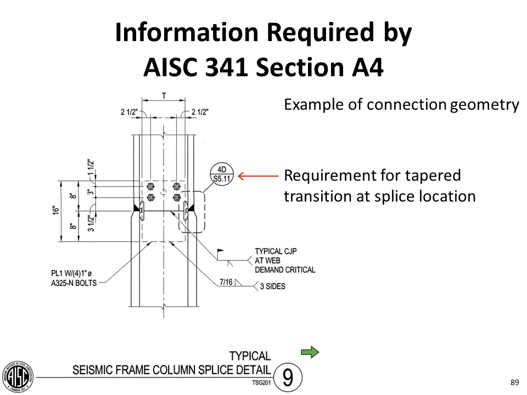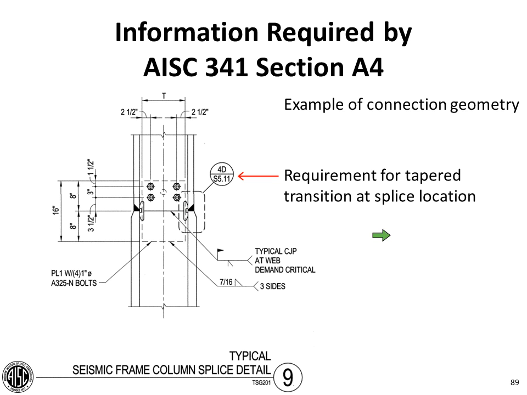Here's an example of, again, another connection geometry as it relates to the column splice. The reason for showing this one is to remind engineers that in section A4 of AISC 341, the engineer of record has to indicate where tapered transitions are to be located. And so this is the tapered transition here.